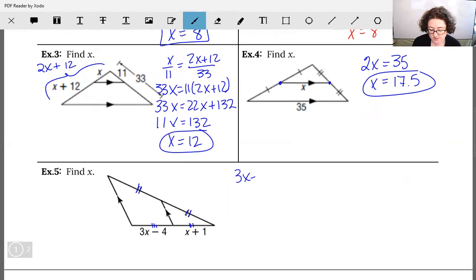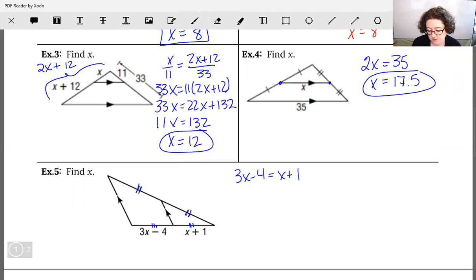So 3x minus 4 equals x plus 1. This is the one scenario, with using mid segments, where you might be setting things equal rather than using a proportion. So be careful. Okay, combine your like terms.